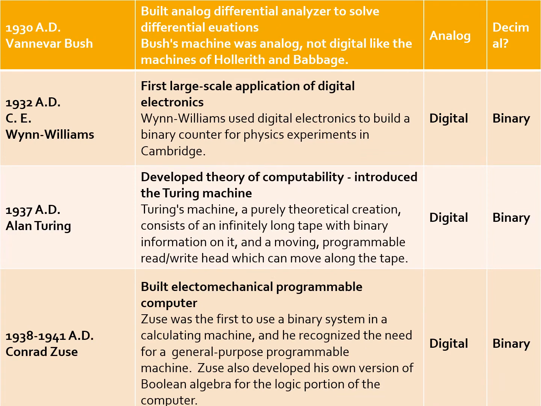I'm going to jump ahead a little here as we get to more modern times. Alan Turing in 1937 developed a theory of computability and introduced the Turing machine. It was a purely theoretical creation consisting of an infinitely long tape with binary information on it and a moving programmable read-write head that can move along the tape. So it was digital and it was also binary. Then from 1938 to 1941, Konrad Zuse built the electromechanical programmable computer.